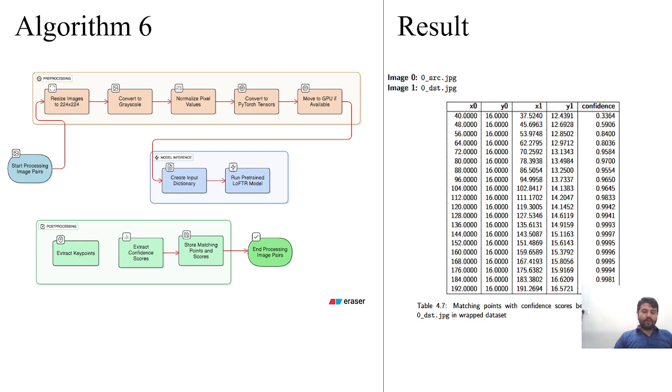In the LoFTR module, I extract the key points, meaning the points in image 1 and the points in image 2 that match each other, and also extract the confidence score. And this is the result of this algorithm. I have image 0, src.jpg, and dst.jpg. These are images from the REF dataset, and I get the coordinate x0, y0 in image 0 and x1, y1 in image 1 with this confidence.